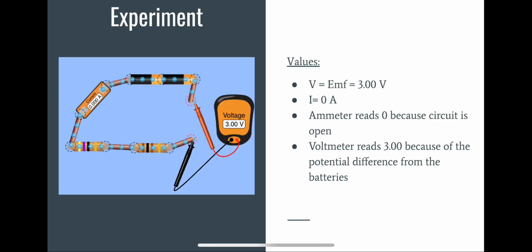The next part of the experiment is when we open up the circuit. Our voltmeter measured a value of 3 volts, and our ammeter measured a value of 0 amps. The ammeter reads 0 because there is no current flowing since the circuit is open, and the voltmeter reads 3 volts because that's the potential difference created by the batteries.